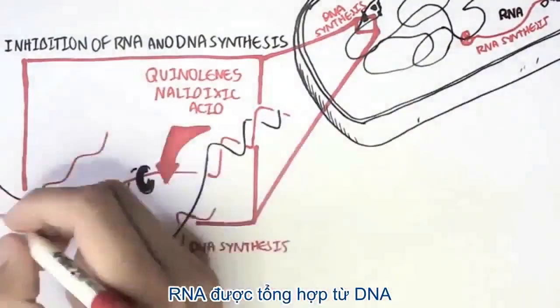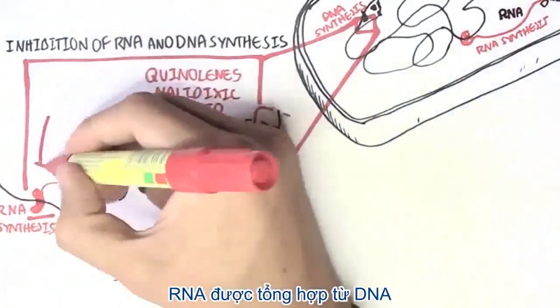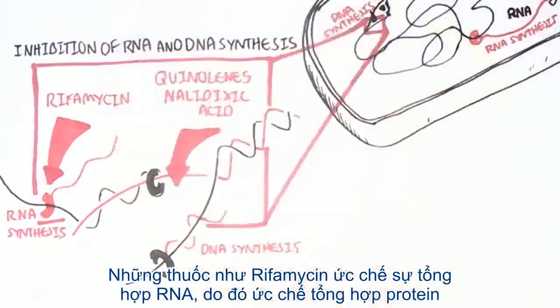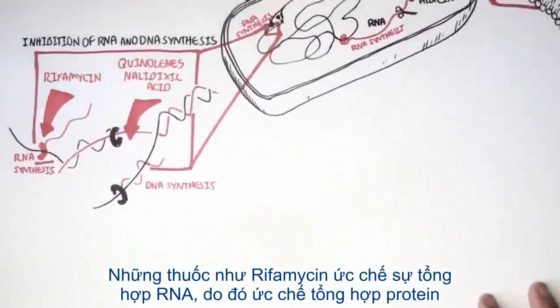And then, of course, RNA can be made from the DNA. And there are drugs such as rifamycin, which prevents RNA synthesis and therefore protein synthesis.